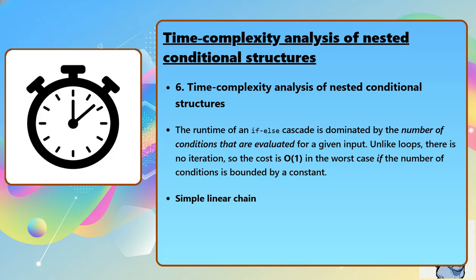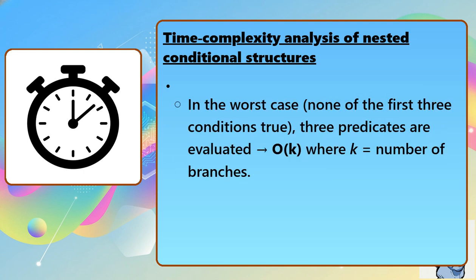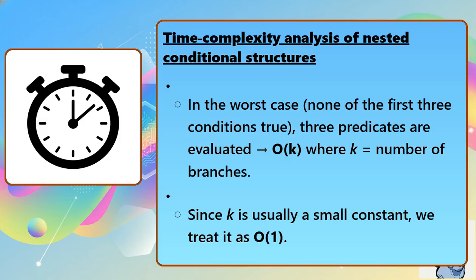Simple linear chain: if C1 then ..., else if C2 then ..., else if C3 then ..., else .... In the worst case, none of the first 3 conditions are true, so 3 predicates are evaluated, O(k), where k equals the number of branches. Since k is usually a small constant, we treat it as O(1).